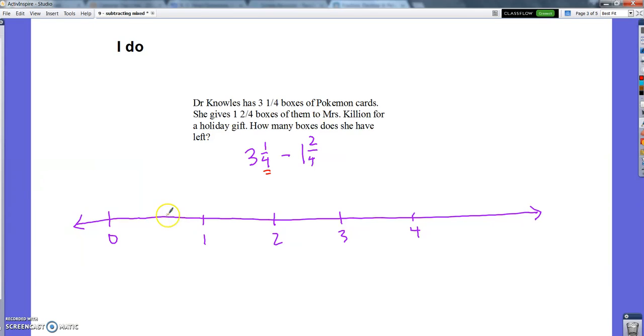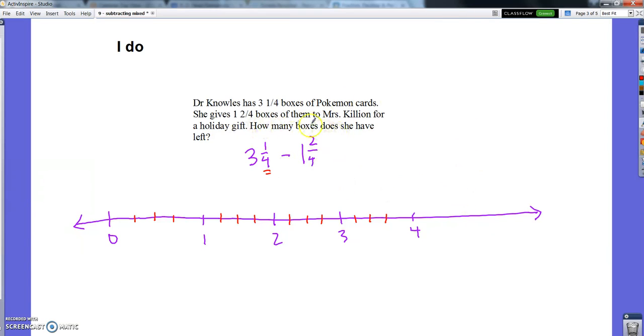And in my question, I'm dealing with fourths, so I'm going to partition into fourths. Remember, to partition into fourths, I'm going to need 3 partitions. 1/4, 2/4, 3/4, and then this is 4/4. I'll do that for each whole. So now my number line is set up.